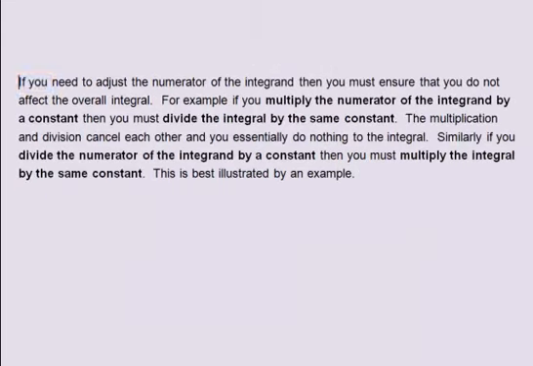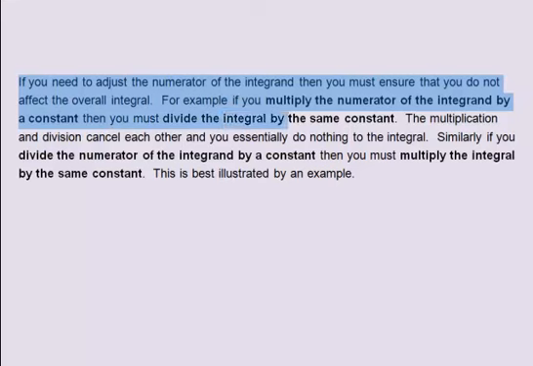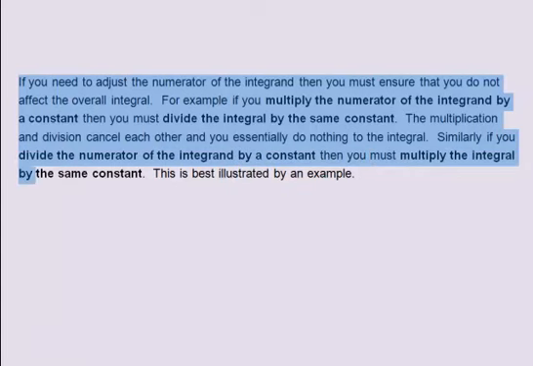If you need to adjust the numerator of the integrand, then you must ensure that you do not affect the overall integral. For example, if you multiply the numerator of the integrand by a constant, then you must divide the integral by the same constant. The multiplication and division cancel each other and you essentially do nothing to the integral. Similarly, if you divide the numerator of the integrand by a constant, then you must multiply the integral by the same constant. This is best illustrated by an example.